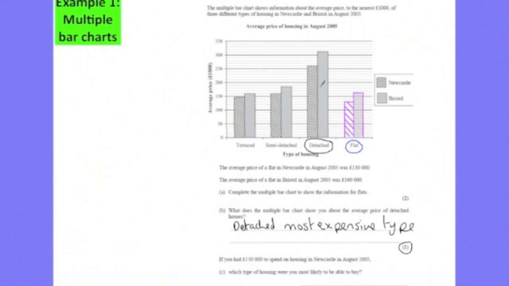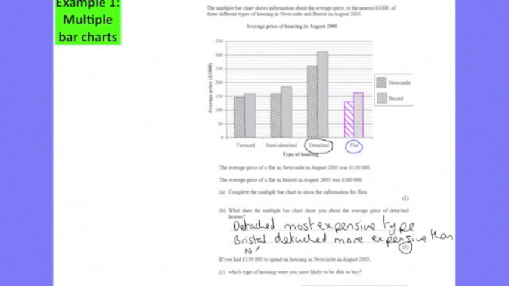Now we might want to have a look at the comparison between Newcastle and Bristol. So a second thing to get the 1 mark could be making a comparison here by saying Bristol detached, more expensive than Newcastle.